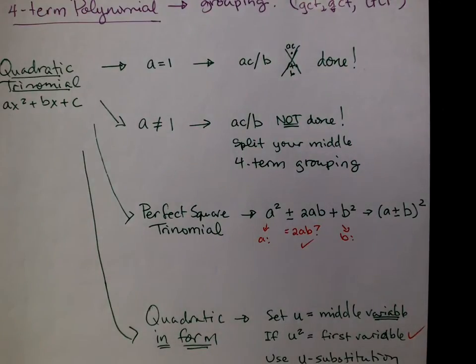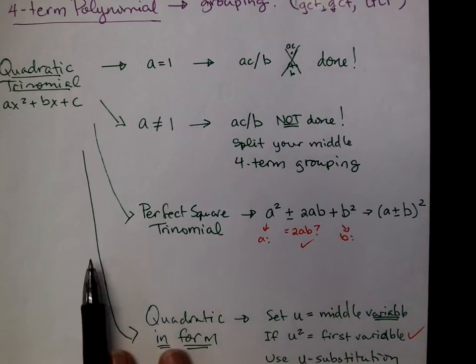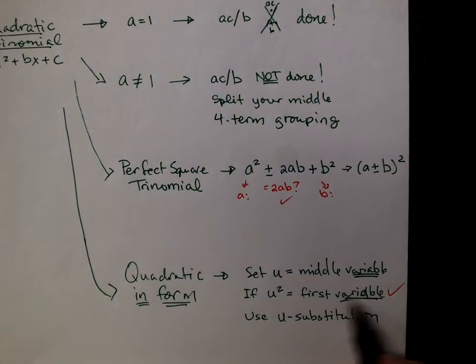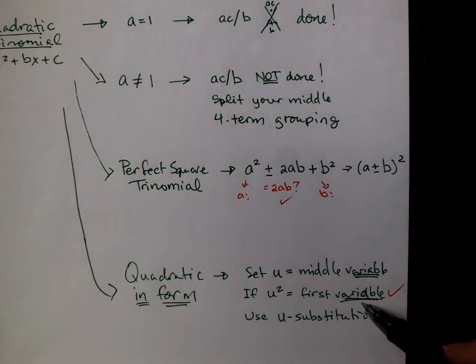And even better than that, it's really going to make things easier by the end of the semester. All right, and your fourth choice, if you have a quadratic trinomial, is that it may be quadratic in form. As we just showed on those homework problems, you set u equal to the middle variable. And if u squared is equal to the first variable, when you square both sides, then check. You have quadratic in form, and you use u substitution, just like we just demonstrated. Is that okay?